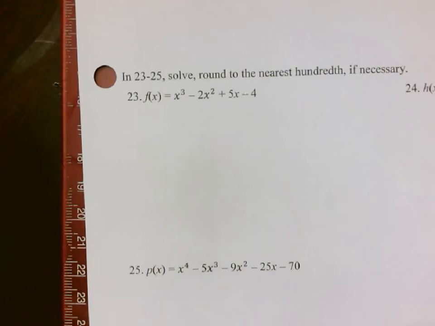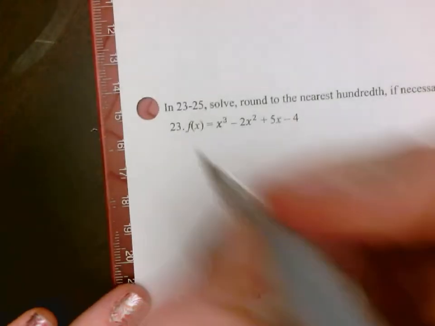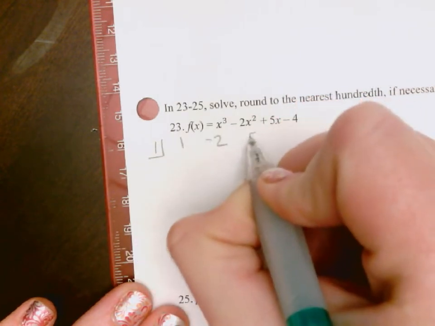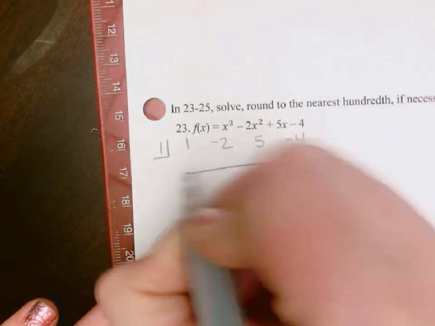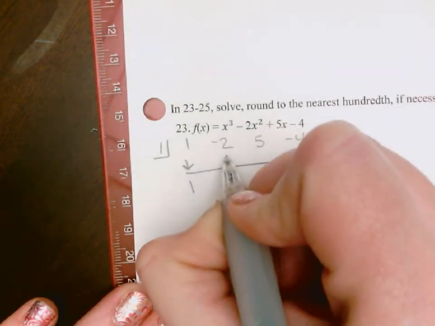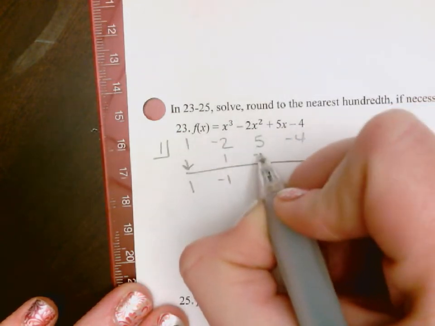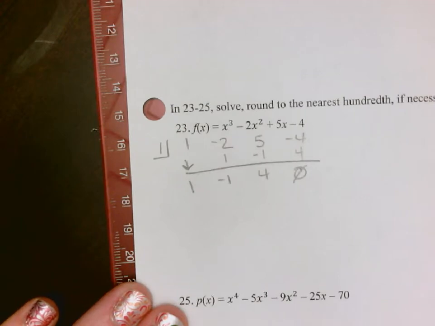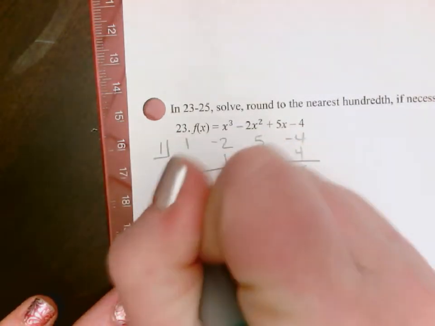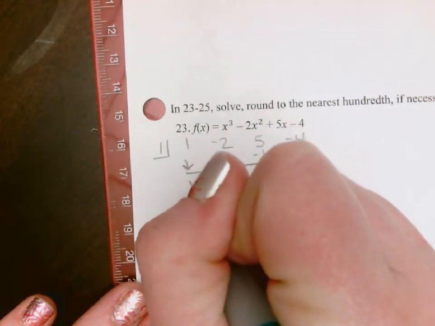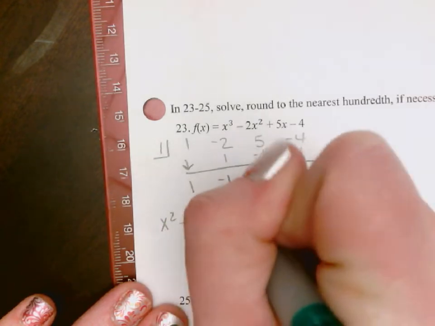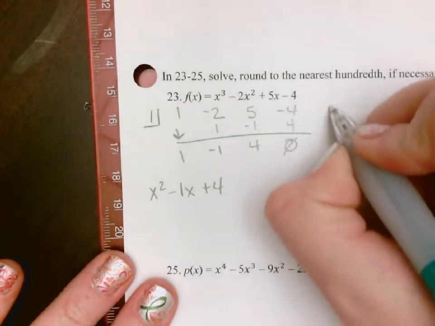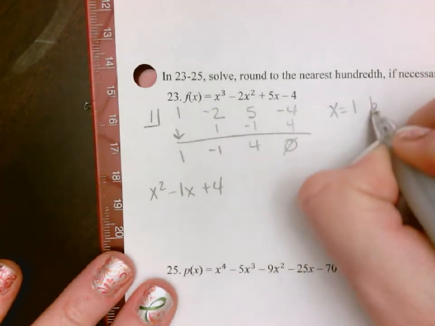So I'm going to do synthetic with 1. Essentially what I just did. 1, negative 2, 5, negative 4. Bring this down. 1, 1, negative 1. So factors of x squared minus x plus 4. There are no factors of 4 that add to be 0, so I'm going to have to do quadratic formula again. So x equals 1 by the calculator.